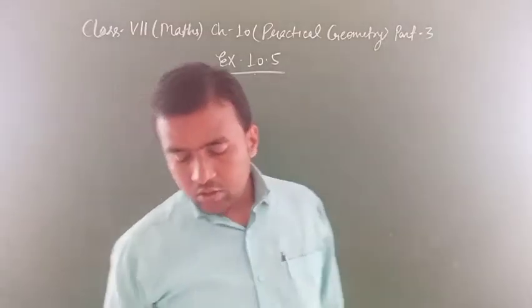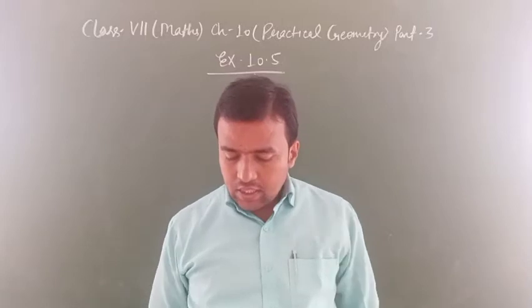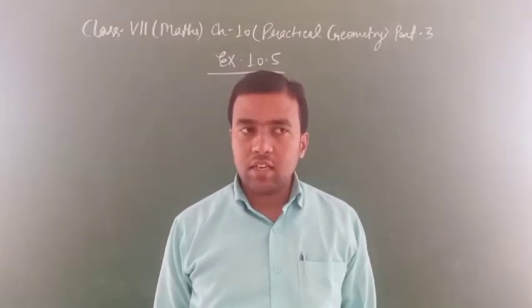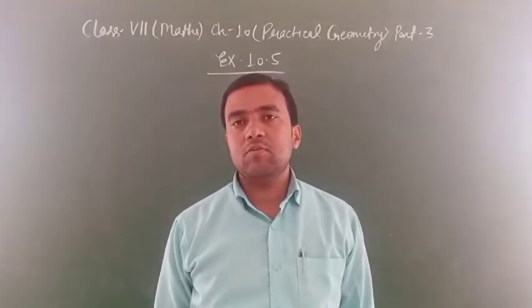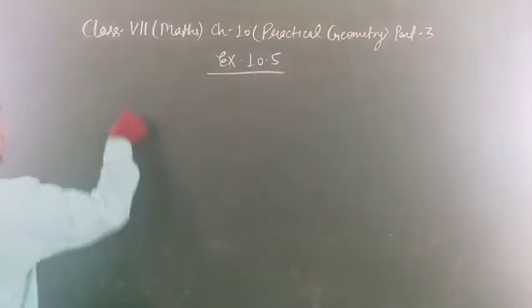Question number 2 also you can do, right angle triangle. Question number 3 I am telling you. Construct an isosceles right angle triangle. Clear? So isosceles triangle means when two sides are equal, that is isosceles triangle. The third number question.